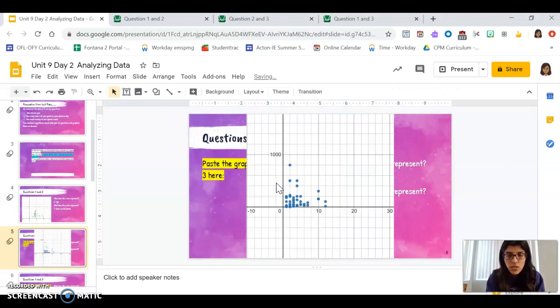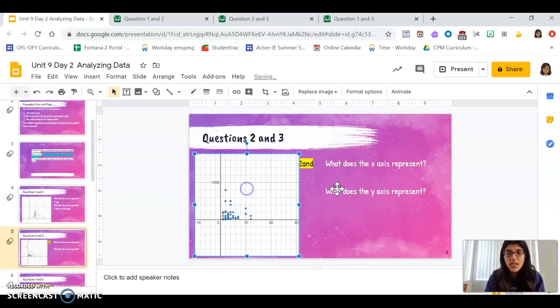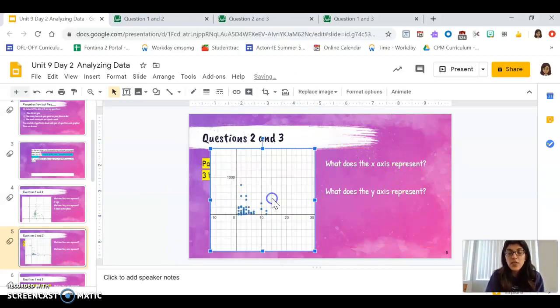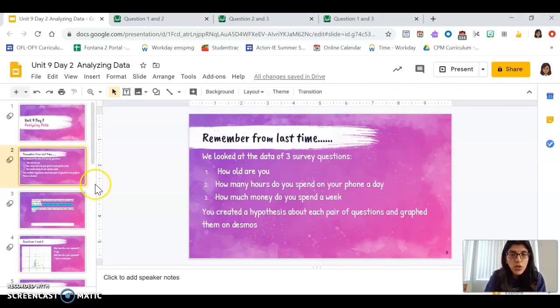Okay, then you paste this here. Oops, pasted it twice. Okay, so then we paste it there. Same thing, this is for questions 2 and 3. So that just means X is going to represent question 2, Y is going to represent question 3. So then I'm just going to go here. Question 2 is hours spent on the phone. Question 3 is money spent a week.